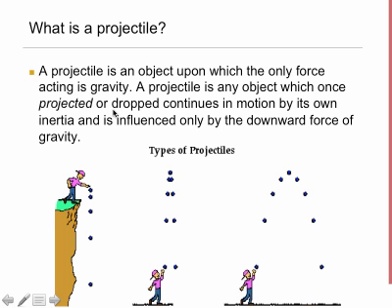So first off, what is a projectile? A projectile is an object upon which the only force acting on it is gravity. A projectile is any object which, once projected or dropped, continues in motion by its own inertia and is influenced only by the downward force of gravity. So a projectile is only influenced by gravity. It has a force exerted upon it, then after that force is gone, the only force on it is gravity.